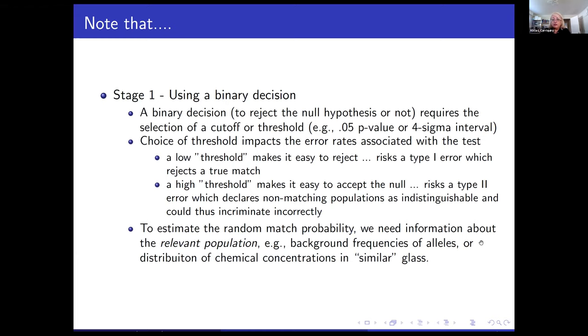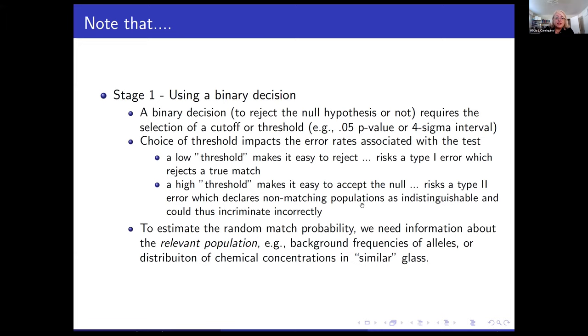And of course, whatever we choose as a threshold has an impact on the error rates that are associated with that stage one test. So if I pick a low threshold that makes it easy to reject the null hypothesis, that of course risks a type one error of rejecting a true match. On the other hand, if I make the threshold very high, that makes it easy to accept the null hypothesis. So that risks the type two error, which is declaring that non-matching populations are indistinguishable. And so I could incriminate a person incorrectly.